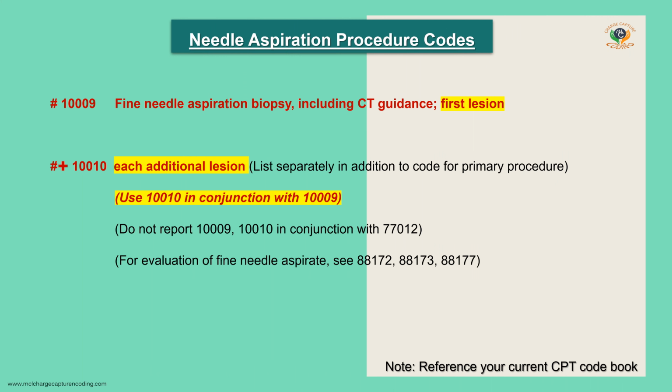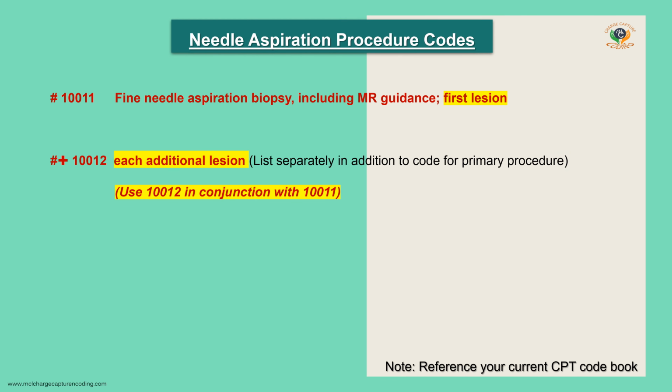The CPT codes 10009 and 10010 include the use of CT guidance when the needle aspiration procedure is performed. And lastly, use CPT codes 10011 and 10012 if the fine needle aspiration procedure is performed with magnetic resonance guidance, or MR guidance.